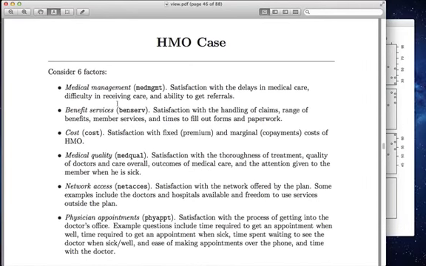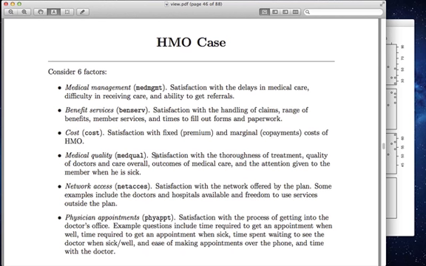So the different aspects of the care include medical management. So how satisfied are they with the delays in getting care? So if I'm sick, can I see a doctor now? Can I get referrals? Those sorts of issues. Benefit services is all about the paperwork, dealing with the claims when I have to call in to get help. Can I get a real person to talk to me on the phone? Those sorts of issues. Cost refers to both fixed and marginal costs. So fixed being your premiums and marginal being the co-payments that you have to make when you visit the doctor.